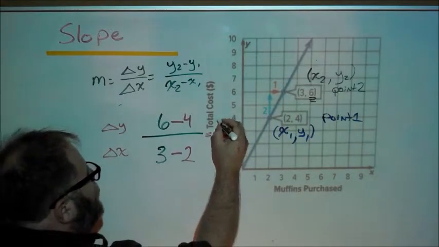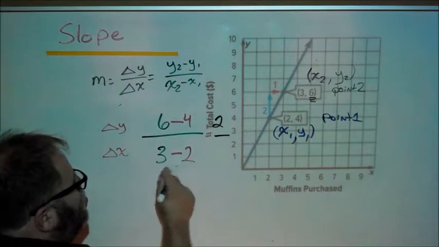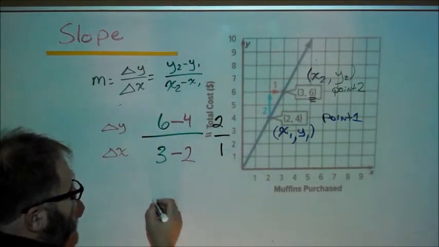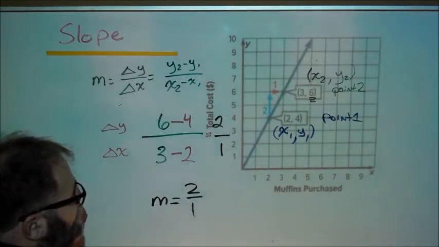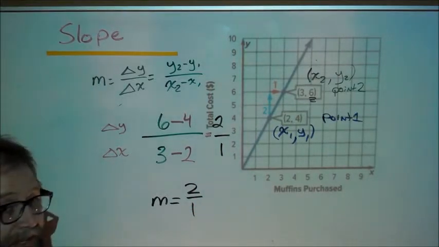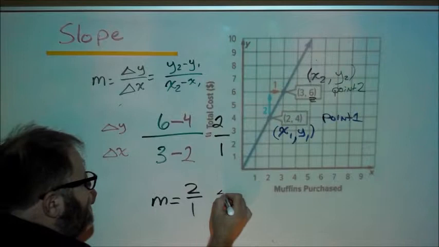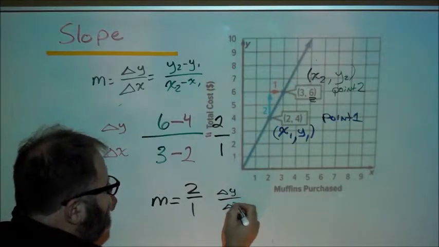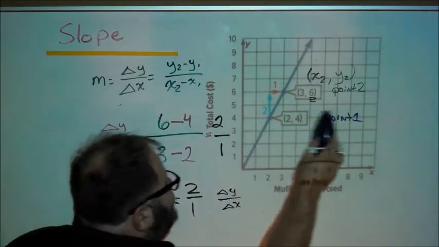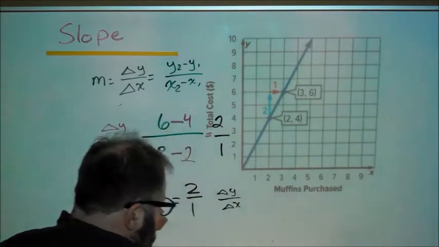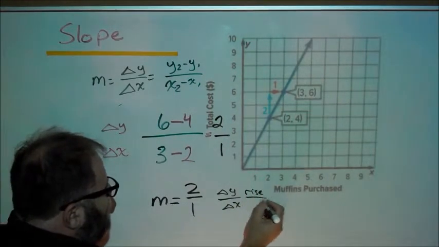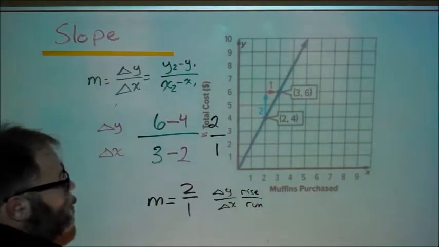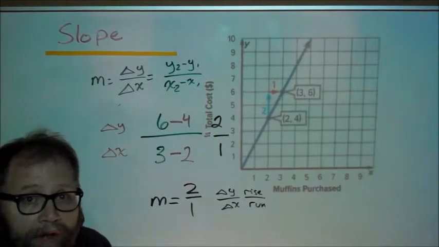6 minus 4 is 2. 3 minus 2 is 1. Therefore, the slope of my line is 2 over 1. And that's the change of y over the change of x. Now here's the twist with this. When you look at this, this is saying that it will rise 2 and run 1.